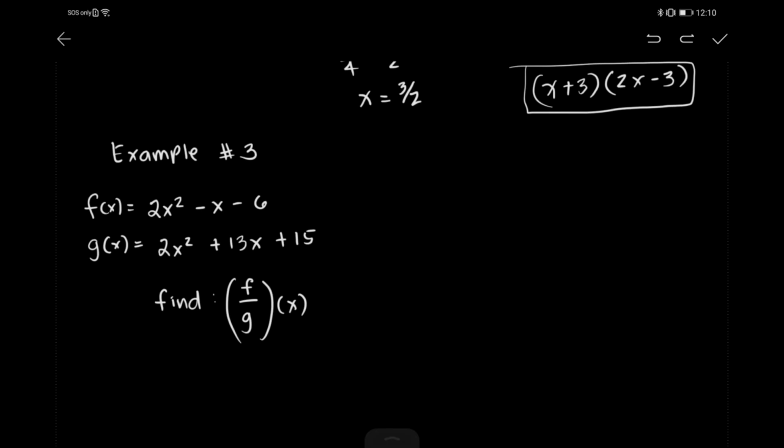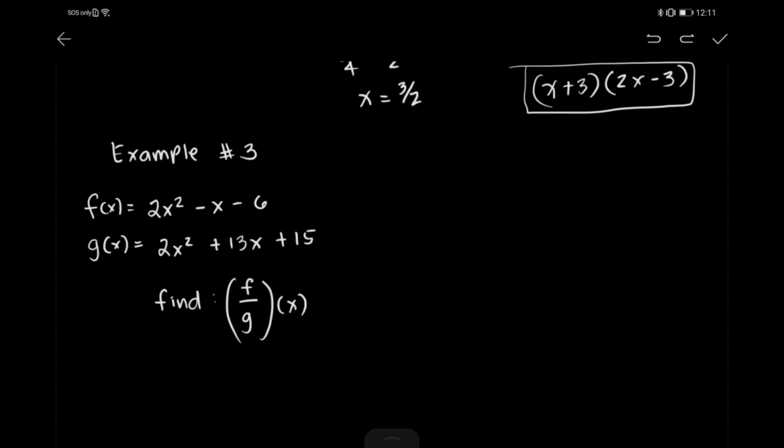Okay, so let us have here example number 3. So we have here given f of x is equal to 2x squared minus x minus 6, and g of x is 2x squared plus 13x plus 15. So as you observe, the two given functions are in the form of a quadratic since our exponent is 2. And of course, our leading coefficient is greater than 1, which is the 2 here and 2. So how are we going to do this?